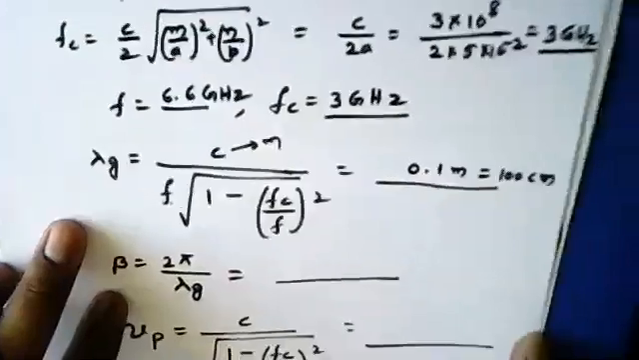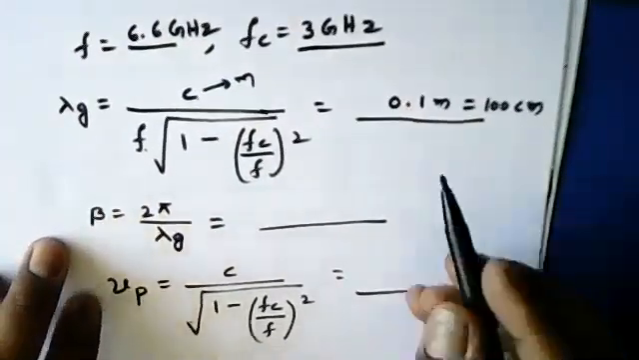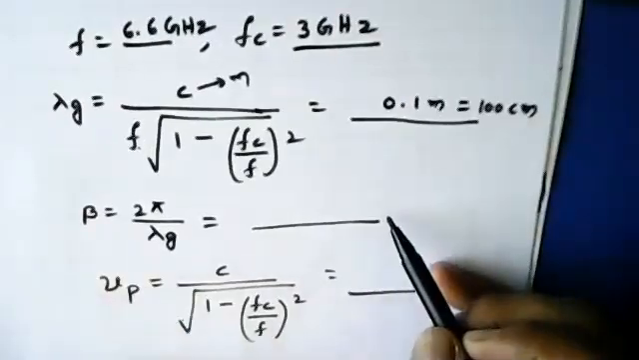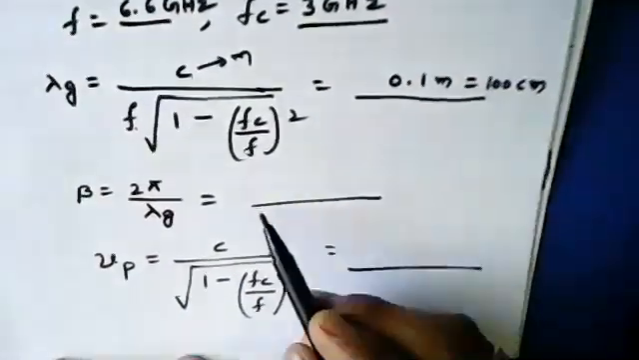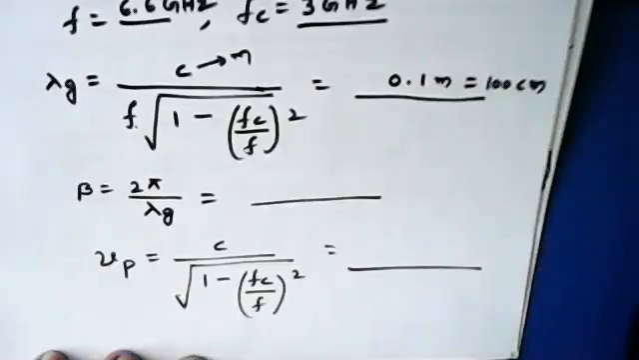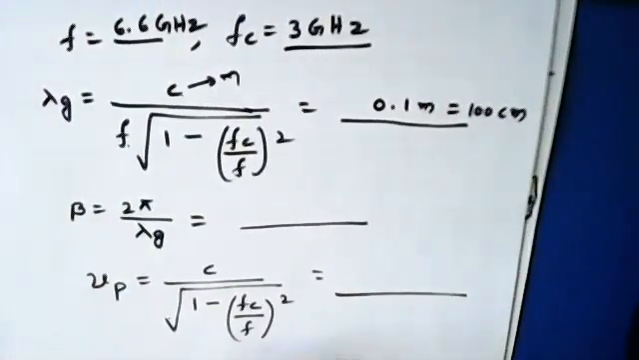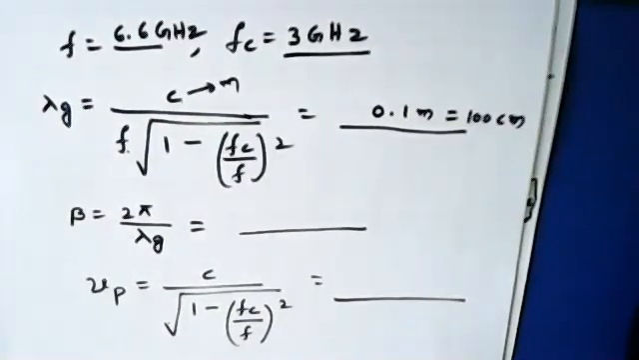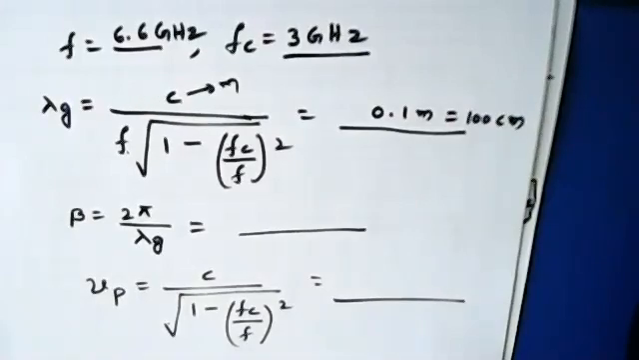Lambda g is 100 centimeters in that case. Please check whether the others are getting the same answers or not. And similarly, using that, calculate what beta is and what the phase velocity is. If everything is known, you can calculate the rest of the two parameters. I'm not going to give the values. Be straight and check out.